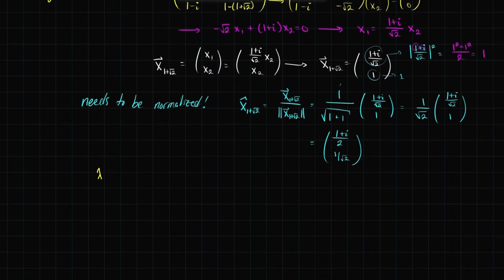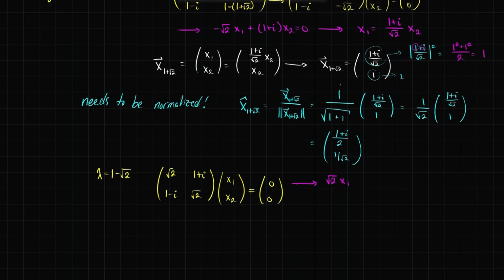And the second eigenvector corresponds to lambda being 1 minus root 2. We're looking at the matrix now: root 2, 1 plus i, 1 minus i, root 2 against x1, x2 has to be 0, 0. The top row is going to send me to root 2 copies of x1 plus 1 plus i copies of x2 is equal to 0. And this can quickly send me, I'm going to bring root 2 x1 to the right with a negative sign and then divide by negative root 2. It's the negative of what I had before. So I have negative (1 plus i) over root 2 in terms of x2.